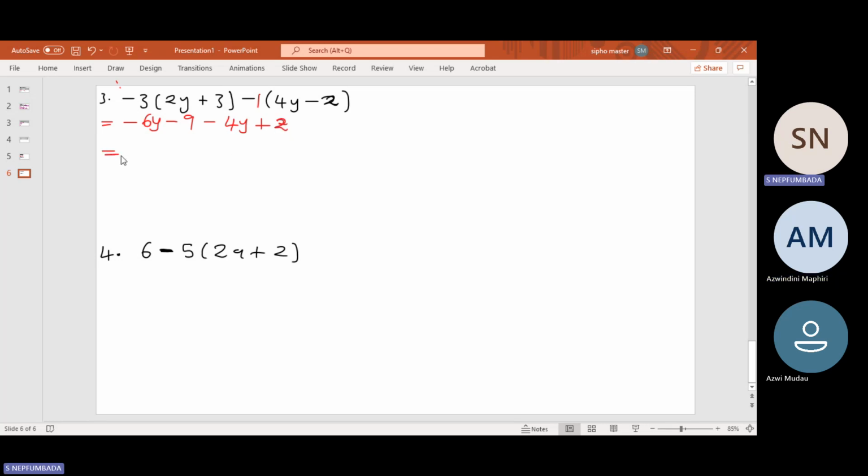Then what do we do? Group like terms. We take our calculator and we press negative 6 minus 4. Then we'll get negative 10, but that goes with y. This is negative 10y. And minus 9 plus 2 is negative 7. Did you guys understand now?